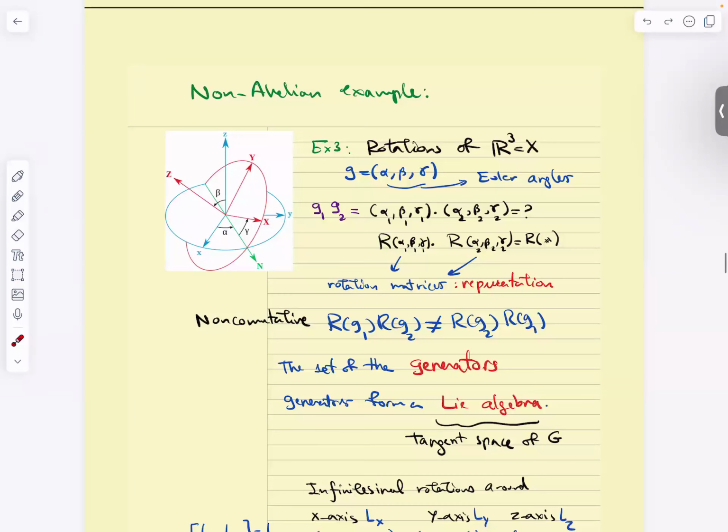Good? All right. Now, you have more than one generator, right? The generators live on the tangent space of the rotation group. They form a Lie algebra. They live on the tangent space of G. It has nothing to do with the vector space it acts on.